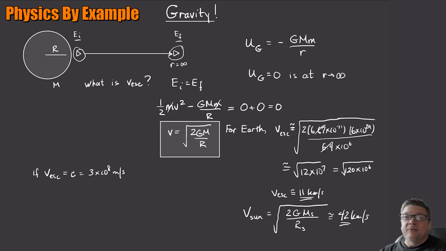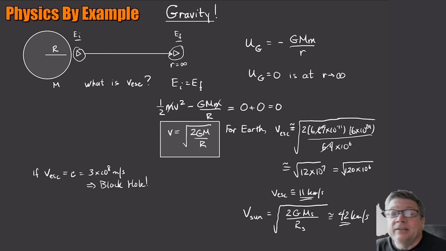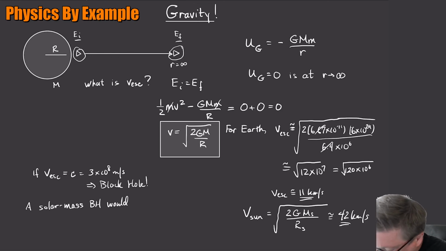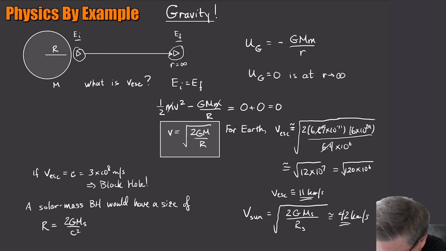So if nothing can escape something, not even light, we would call this a black hole. And look, from the expression for the escape speed, if I know the v, and let's say it's something with the mass of the sun, I can calculate the r. How big would this thing have to be in order that its escape speed is the speed of light, in order to make it a black hole, for example? So for the sun, a solar mass black hole would have a size of, well, we can just solve for r, right? So r, in this case, is going to be 2GM over c squared, where M is the mass of the sun.